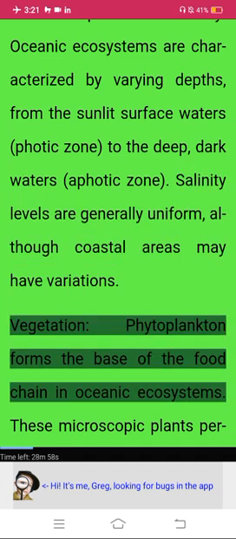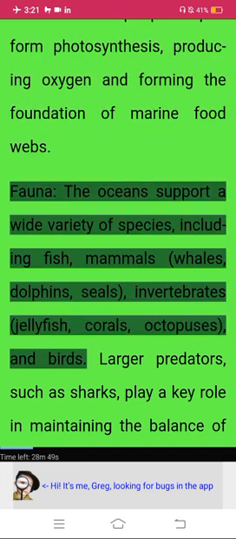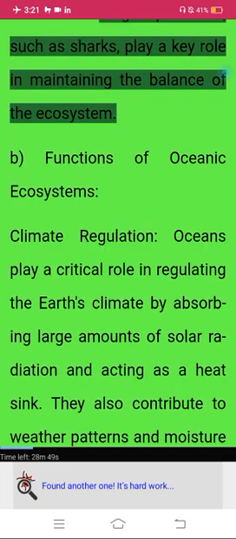Vegetation. Phytoplankton forms the base of the food chain in oceanic ecosystems. These microscopic plants perform photosynthesis, producing oxygen and forming the foundation of marine food webs. Fauna. The oceans support a wide variety of species, including fish, mammals such as whales, dolphins, and seals, invertebrates such as jellyfish, corals, and octopuses, and birds. Larger predators, such as sharks, play a key role in maintaining the balance of the ecosystem.